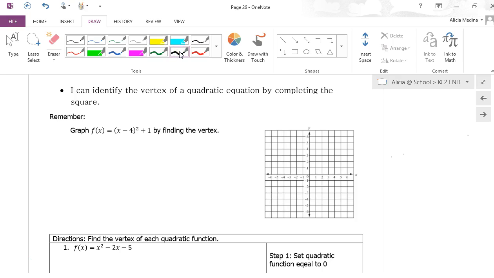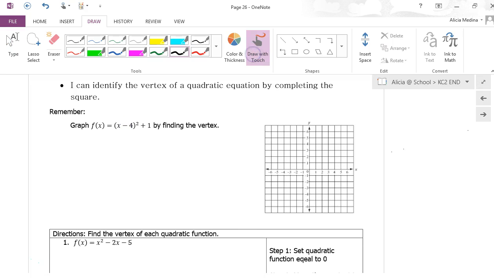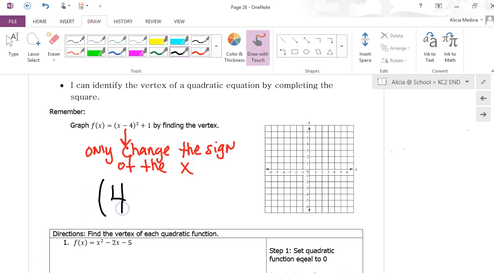Alright, so a quick recap. Remember when we had in function notation f of x equals the quantity of x minus 4 squared plus 1, and then we asked you to find the vertex. The only thing that changes was that x value. So remember, the only value that changes, change the sign of the x. If it was a positive, we flipped that to be a negative, or if it was a negative, we flipped it to be a positive.